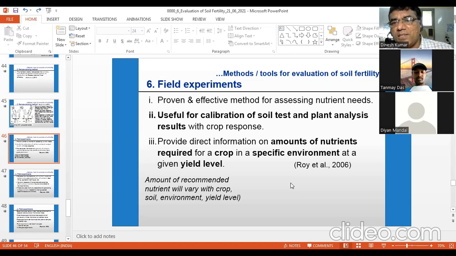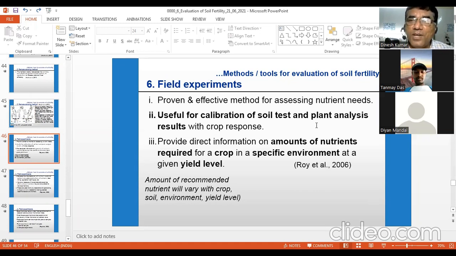Proven and effective method for assessing nutrient needs, useful for calibration of soil test and plant analysis. So whatever data you have got from the soil test can help you to work out or calculate the nutrient recommendation. Suppose you have collected 5 soil samples, or 5 kinds of soils are there in a particular area. In these 5 different kinds of soil, the status of phosphorus is different. Suppose in one soil it is 3 ppm, in another it is 5 ppm, in another it is 10 ppm, in another 15 ppm and 20 ppm. So phosphorus levels in your soils are 3 to 20 ppm. Then what rate of phosphorus should I apply?